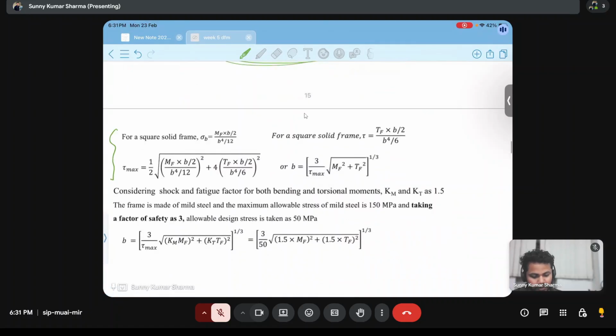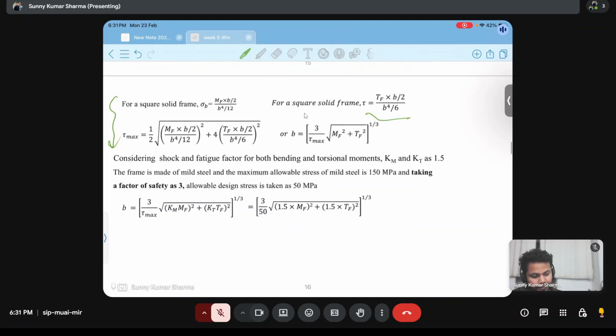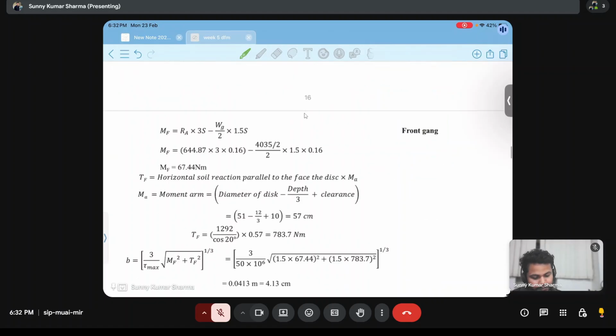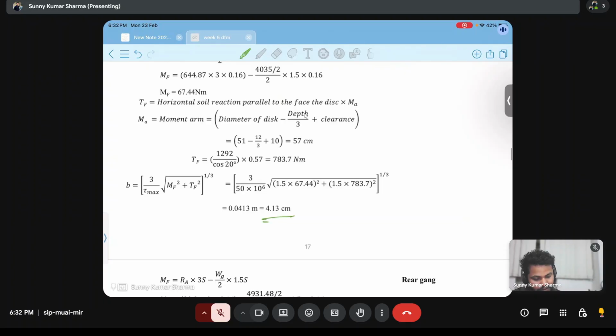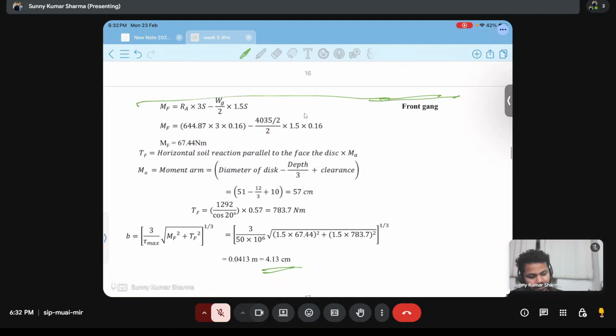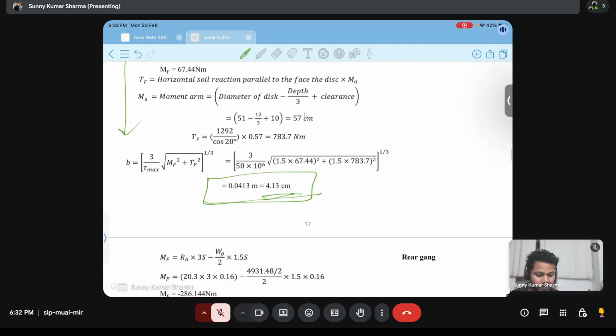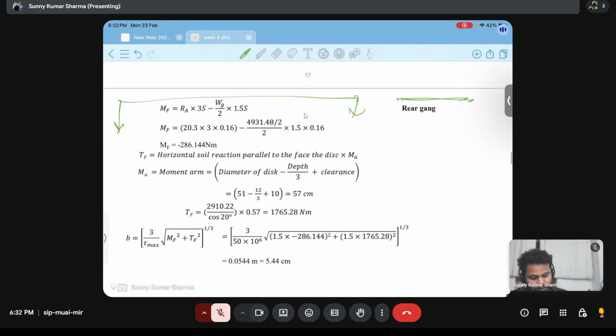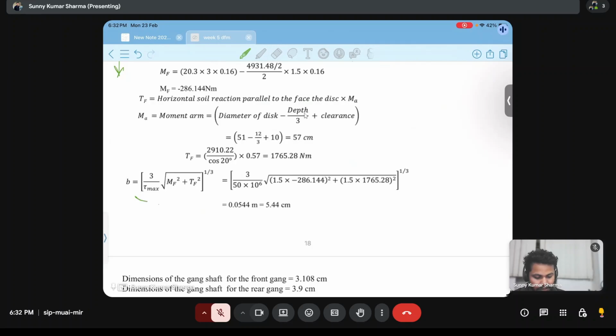Again the same thing will be followed for solid square frame. Sigma will be My by I, and tau will be Tr by J. Everything will be expressed with b only, and when we compute, b will come as 4.13 centimeter. For front gang, the draft value is different and the Ra value is different. So for front gang, the shaft will be of dimension 4.13 centimeter, and for rear gang, the design dimension of the solid square shaft will be 5.44 centimeter.